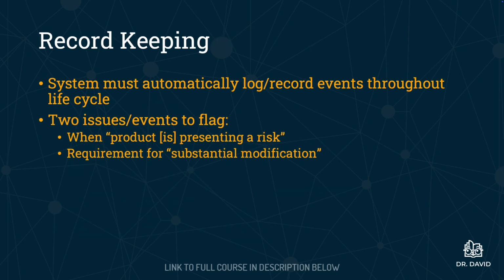Record keeping, I believe, is also pretty straightforward. The system must automatically log or record events throughout the life cycle. And two events that should be automatically flagged include when the product is presenting a risk or when the product requires a substantial modification. And because those two terms on their own are a little bit vague, I want to just define what those mean in the next two slides.